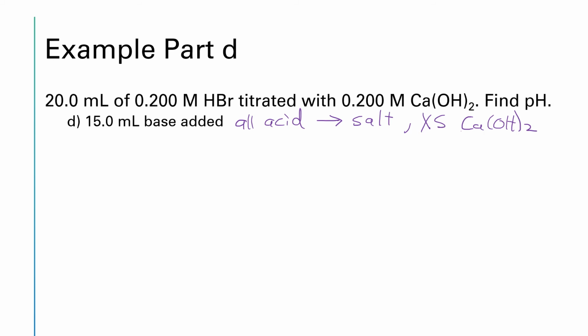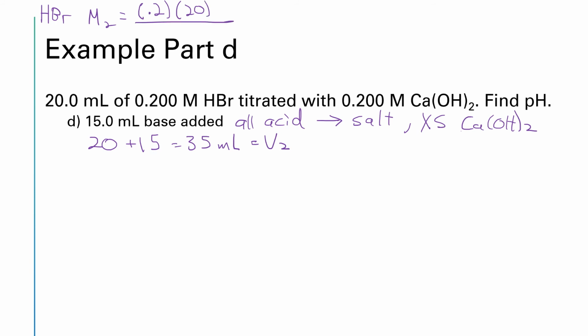So let's take a look at the dilution effect here. We started with 20 mils of acid, and we've added 15 mils of base, which gives us 35 mils of solution total for our V2. For the HBr, we're going to have an M2 of, let's see, M1 is 0.2 molar and V1 is 20 mils. And we're going to divide that by our V2 of 35 mils. So our HBr gets diluted out to 0.1143 molar for that HBr.